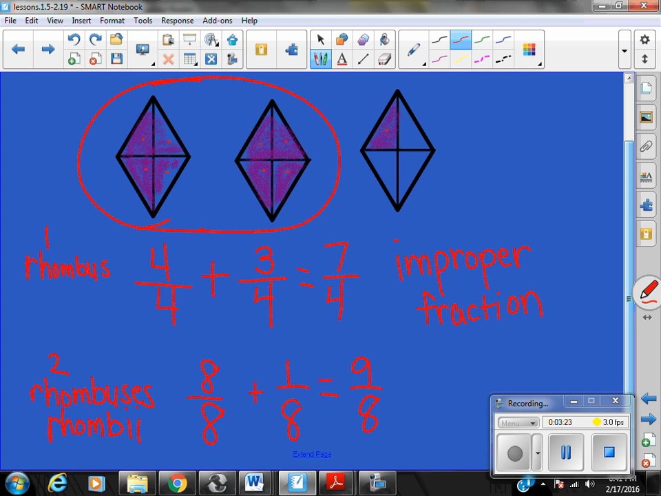And the reason I wanted to show you this is because I want you to know that just because a fraction talks about a whole, it doesn't always have to be one thing. It could be 2 things together that represent the whole. So this is looking at it in 2 different ways, but both of them are talking about more than one. We can see here that the numerator is greater than the denominator. It is an improper fraction, and it represents more than one thing.